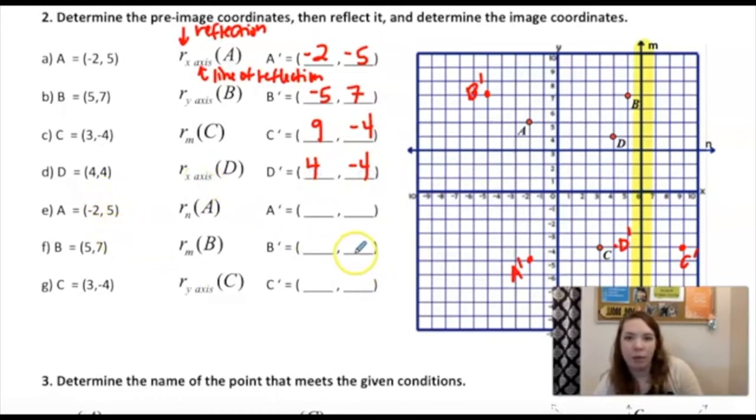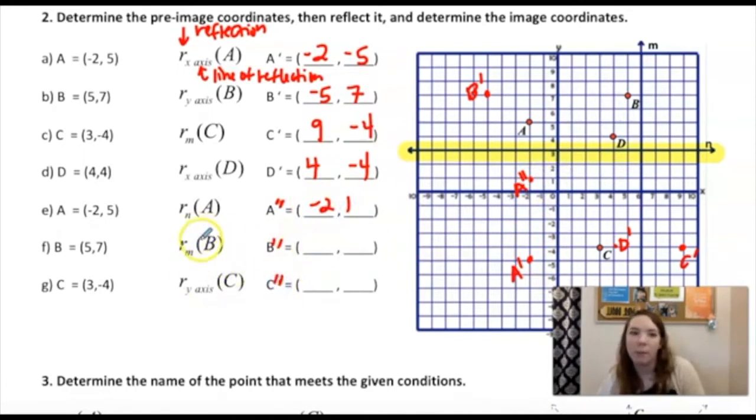A is at -2, 5, and they want us to reflect over N, which is this line here. So A, it takes us 2 to get there, 2 more. I'm going to put A double prime, since we already have an A prime. So A double prime is negative 2, 1. Here I'm going to label these B double prime and C double prime also.